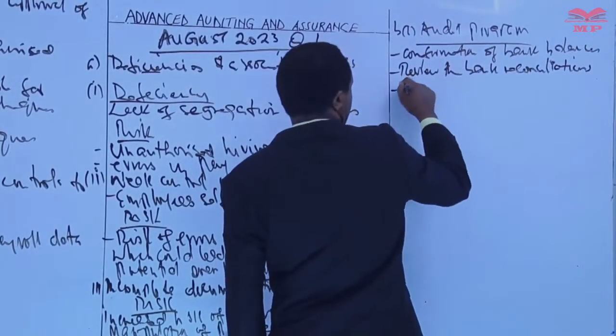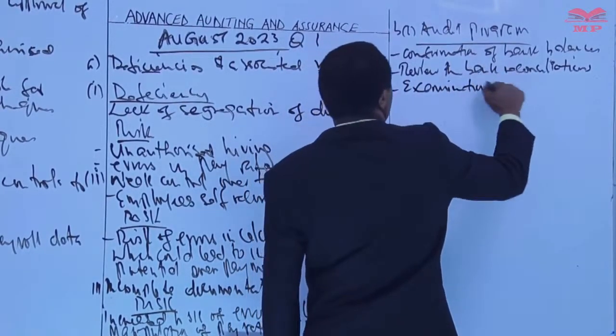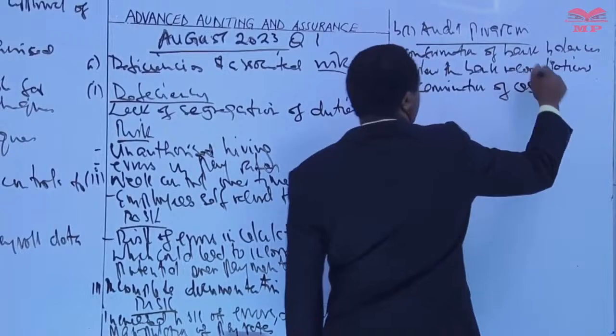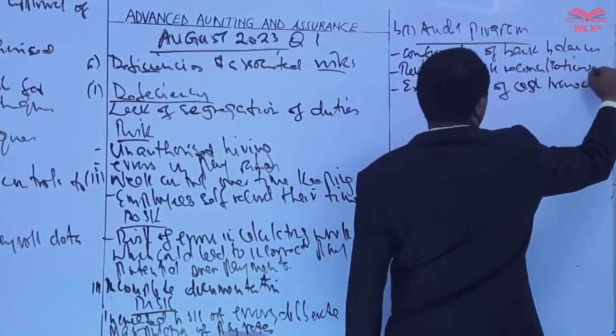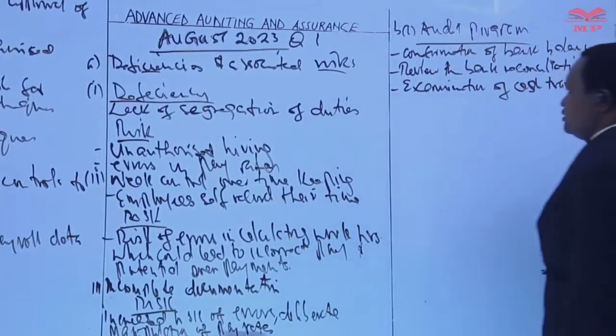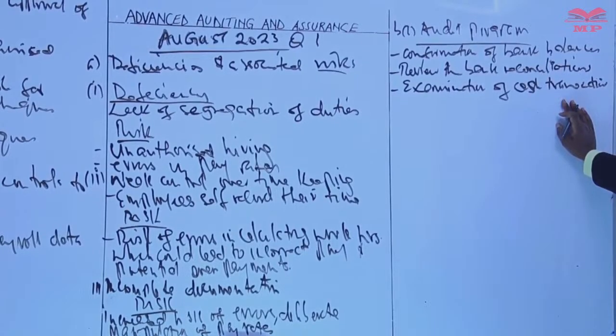3, examination of cash transactions. That is a procedure that can be done by the auditor to examine cash transactions. The auditor can test a sample of cash receipts and disbursements for proper authorization, recording and posting to the general ledger. Then verify the cutoff of cash transactions at the year end.